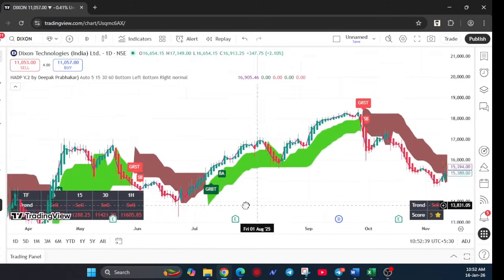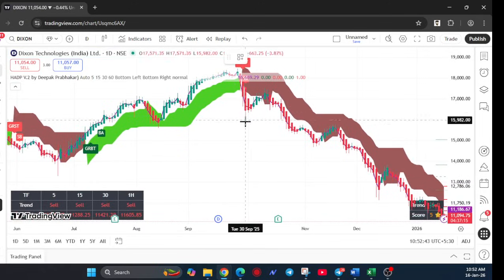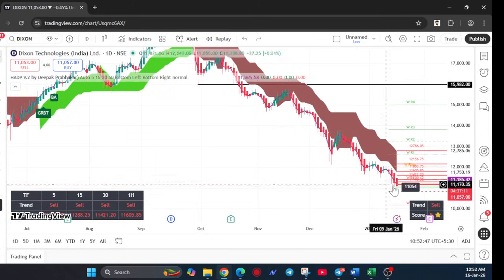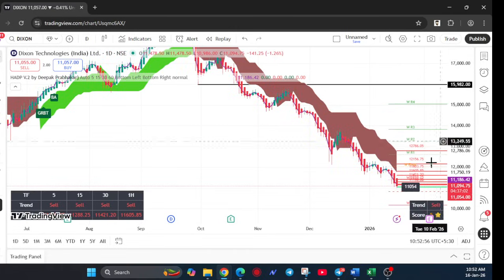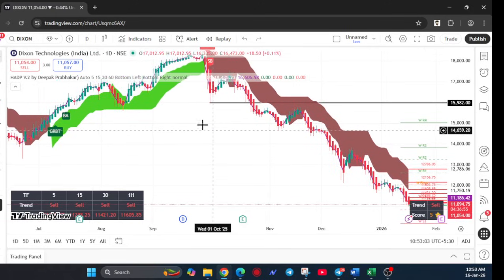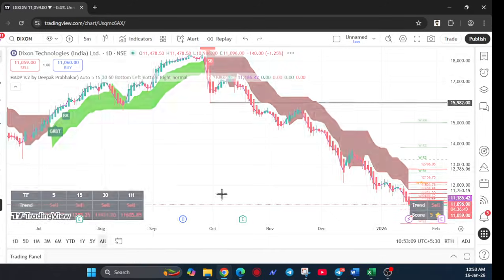ये देखो ये क्या हुआ था इसमें. इसने सेल दिया था यहाँ पे 15,982 पे. 4,000 पॉइंट गिर गया है. Almost from let's say 16,000 to 11,000, right? In 5,000 points, 4 months. 5,000 points. October, 4,000 December. 4,000 points it has fallen. Okay, let's go to a 5 minutes chart and see what's happening on 5 minutes chart.